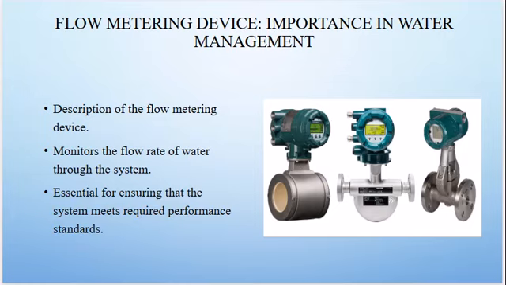This slide explains the flow metering device that monitors the flow rate of water. It is essential for ensuring that the system meets performance standards and requirements. Accurate flow measurement is crucial for effective firefighting operations. These devices provide data that helps in assessing system efficiency and effectiveness. Regular calibration of flow meters is necessary for maintaining accuracy.